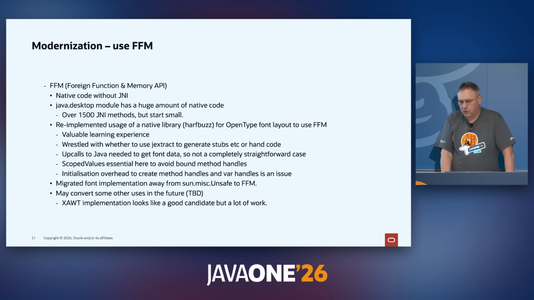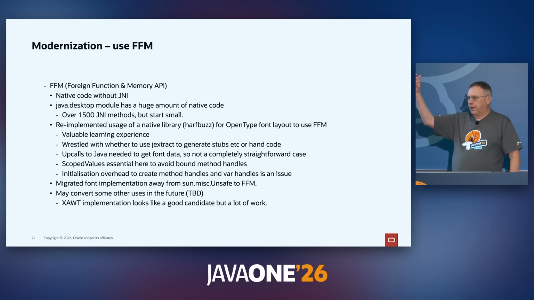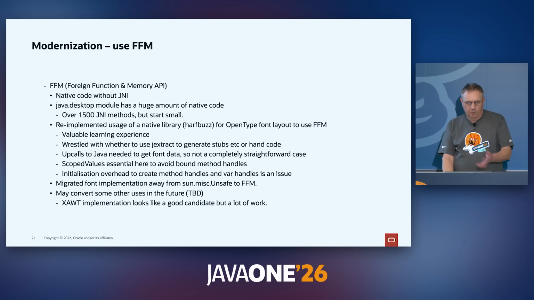Especially in startup cost. So something called scope values, which is now in the JDK, basically a kind of thread local, is used so that when we call down, and when you call back up again, in the context where you're going to call down, you establish some scope variables. You call down, whenever you call back up, you can just find those variables from the scope. We also were able to migrate using FFM away from some uses of sun.misc.Unsafe.